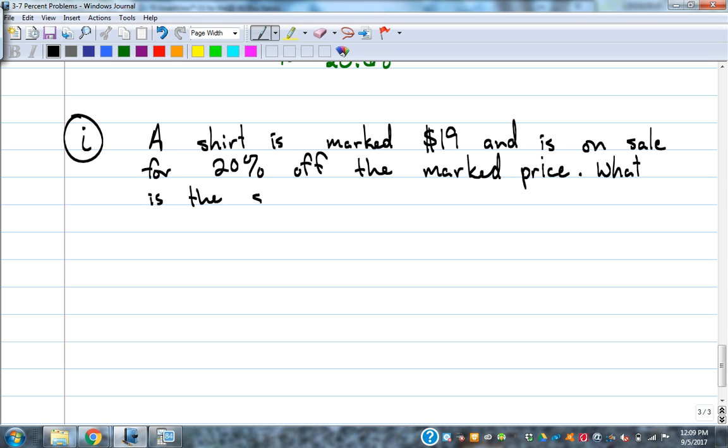What is the sale price? Well, here's something that you're doing. You're shopping. You got a shirt that's marked at $19. It's on sale for 20% off of that marked price. So we'll do it math class style, and we'll do it how you probably should do it in the store.